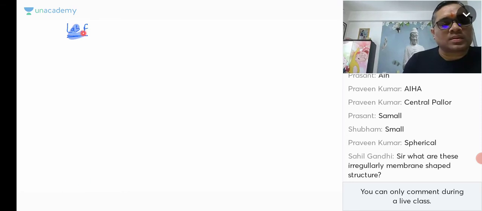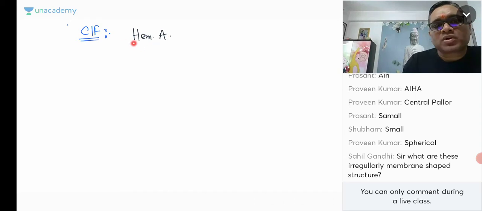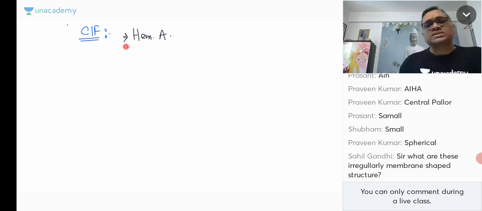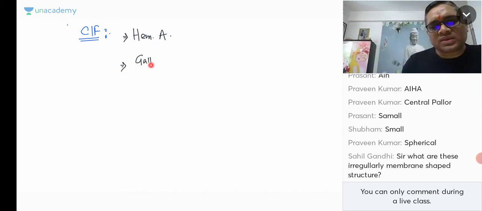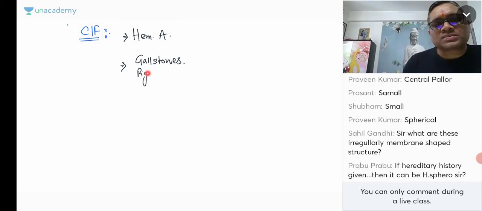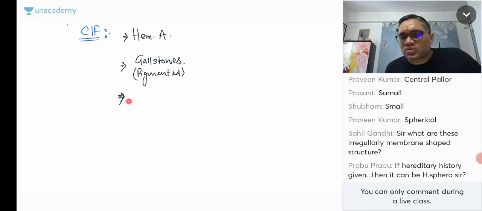Let me tell you the clinical finding first. What is the clinical finding you will see in hereditary spherocytosis? First of all, you will notice they are having hemolytic anemia. Because of the consistent hemolysis, they will be having gallstones also. Because of the excessive damage, gallstones will be formed, and these gallstones will be pigmented gallstones.